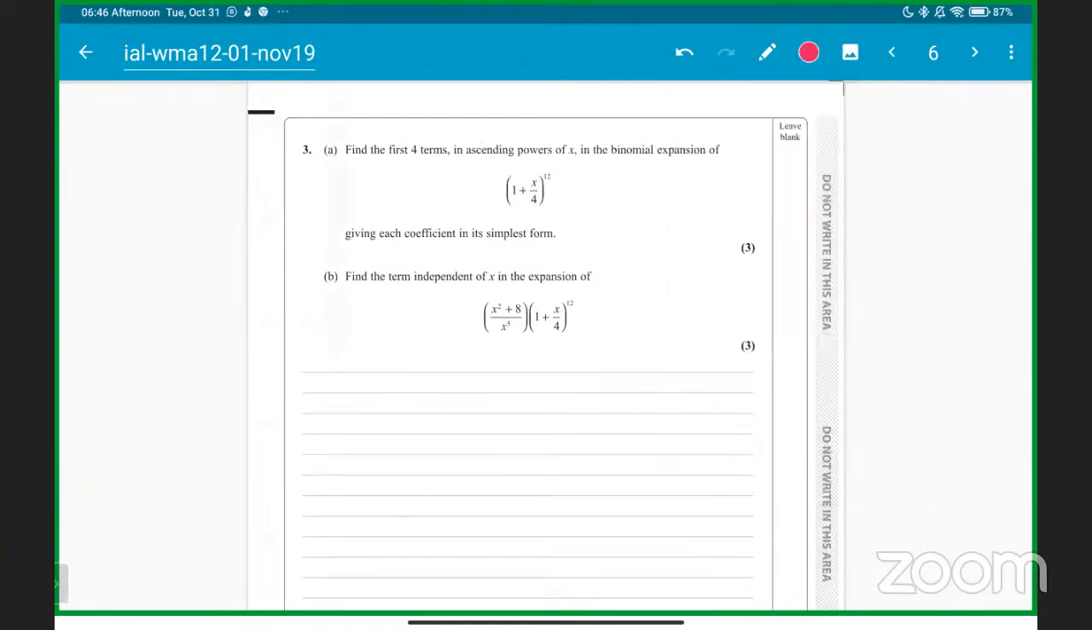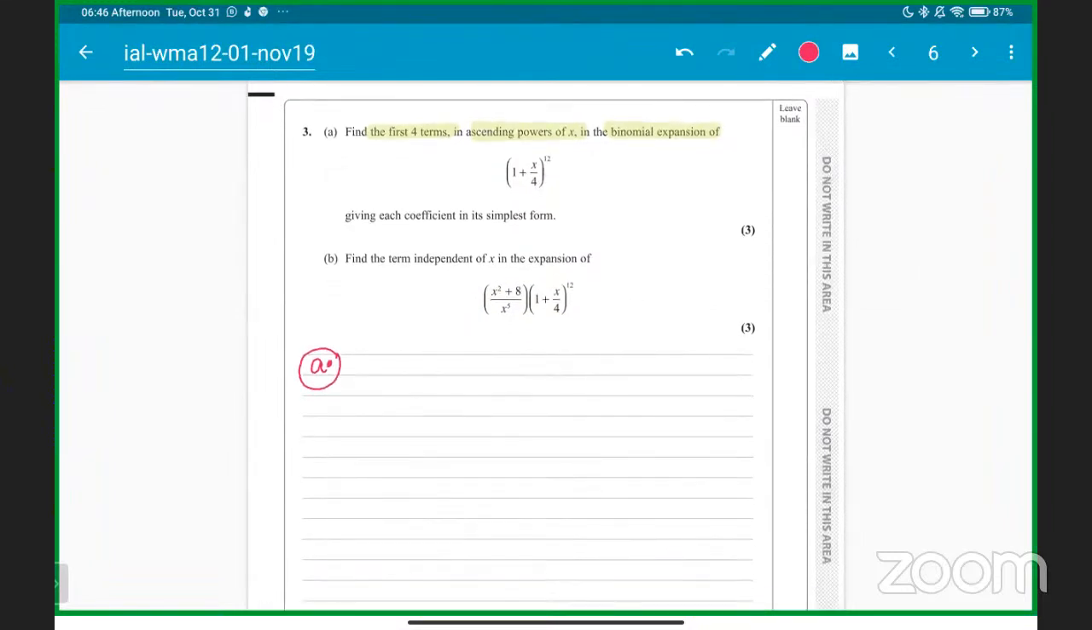So we have to find the first four terms, okay? We have to find the first four terms in ascending powers of x in the binomial expansion of this expression, giving each coefficient in its simplest form. Find the term independent of x in this expansion as well, okay? Getting it clear? Following? No problem.